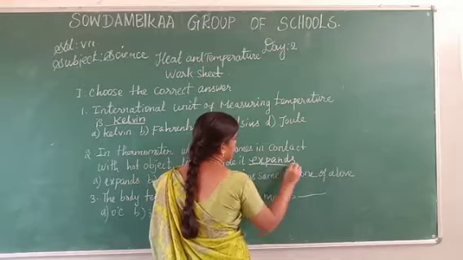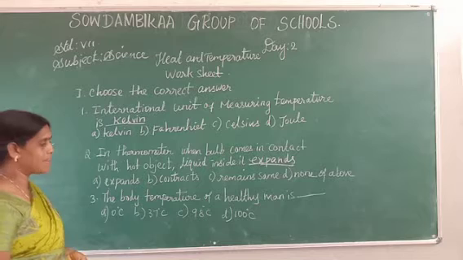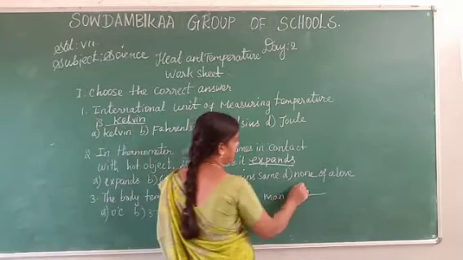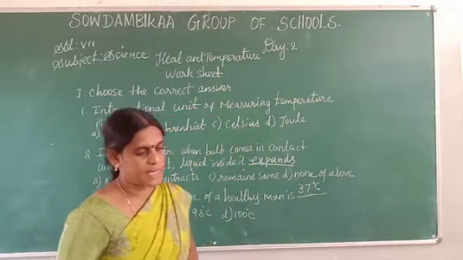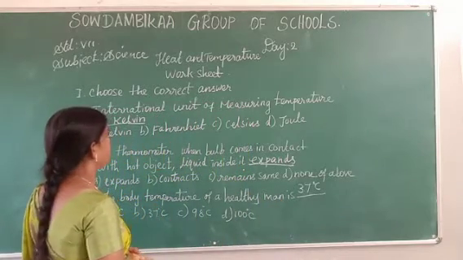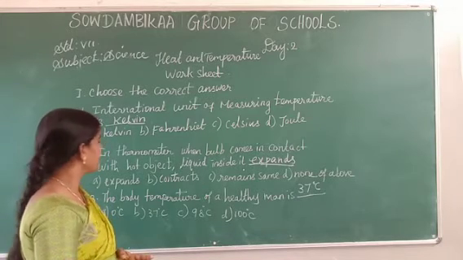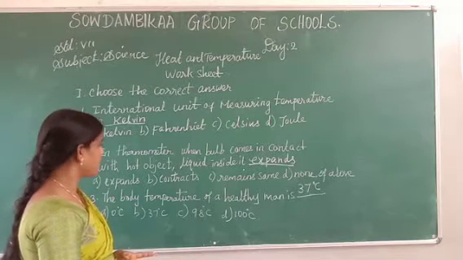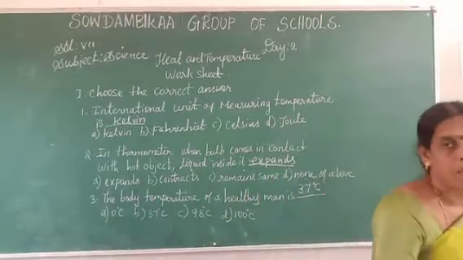E-X-P-A-N-D-S. Expands. Okay. Next, the body temperature of a healthy man is 37 degrees Celsius. Very good. This is the normal healthy man's temperature. All are clear about this one? The international unit of measuring temperature is Kelvin. In a thermometer, when the bulb comes in contact with a hot object, the liquid inside it expands. The body temperature of a healthy man is 37 degrees Celsius.